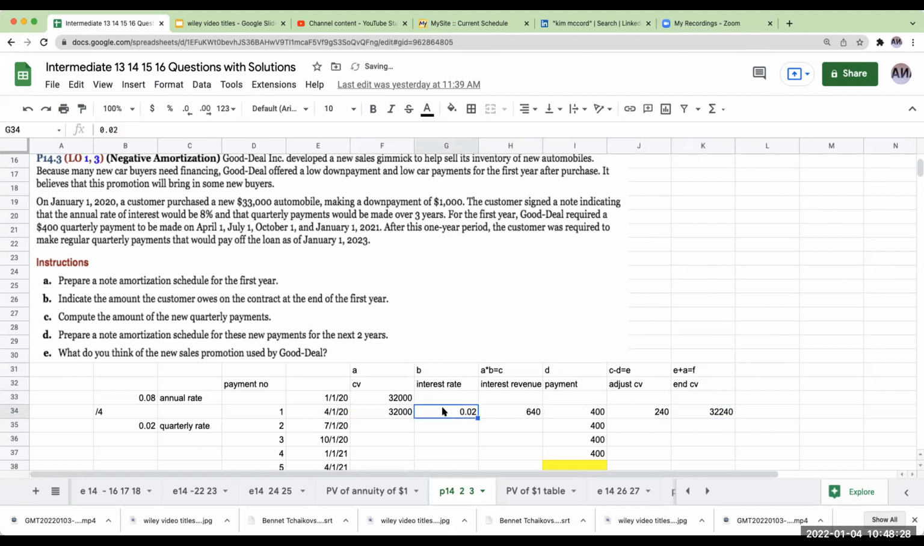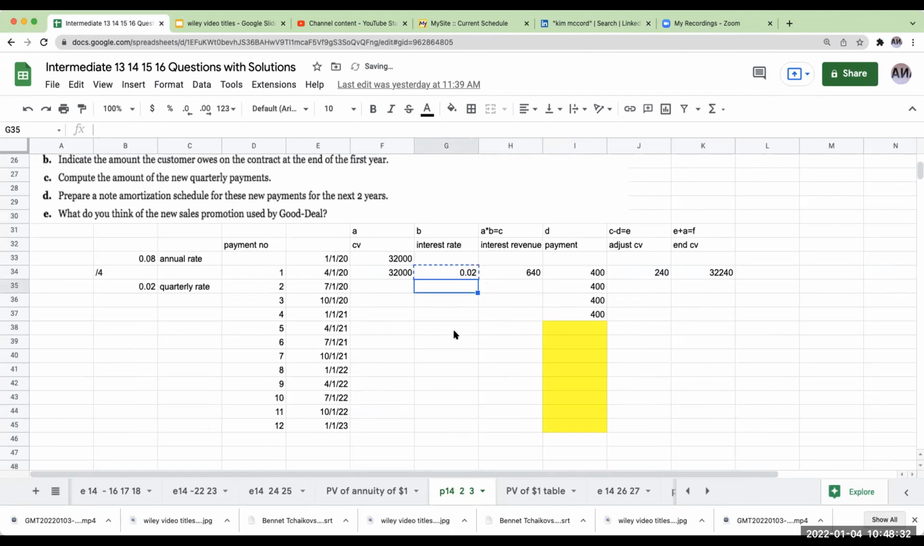Why is it going up? Well, the interest rate is 2%, and this is not going to be changing throughout the life of the note, right? But what's happening here is that the payment the customer is making is not even covering the interest amount. So that's why you're seeing that.